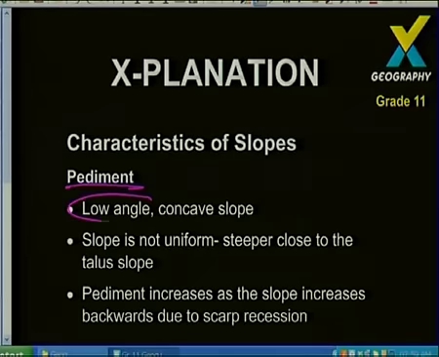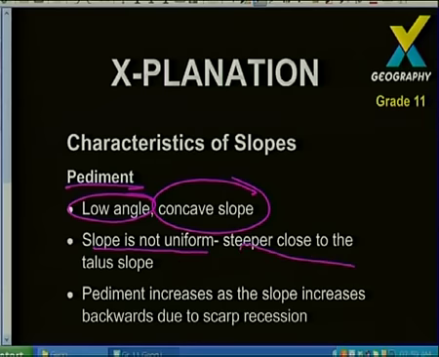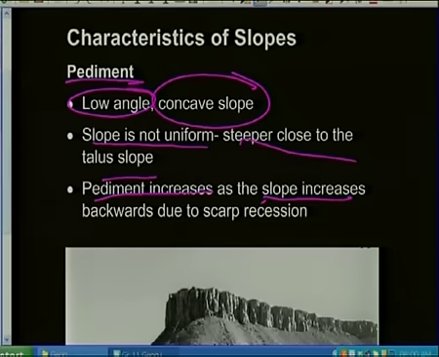The next slope element that we have to remember is the pediment. It is a low angle slope and also can be described as a concave slope. The slope is not uniform and it is steeper closer to the talus slope. This is because largely of the accumulation of the material and therefore can form a nick point along the slope. The pediment increases as the slope increases backwards due to scarp recession.